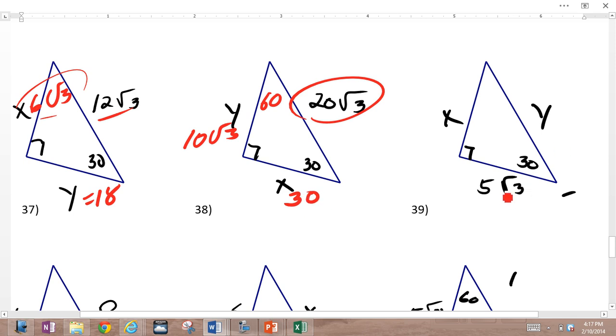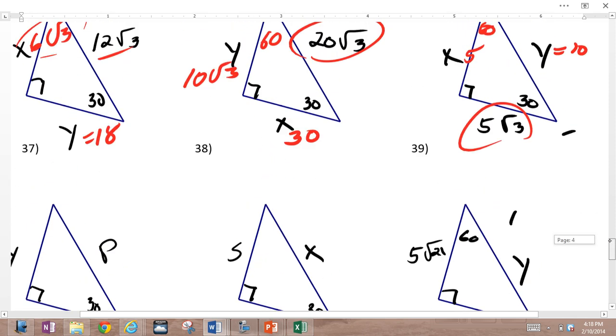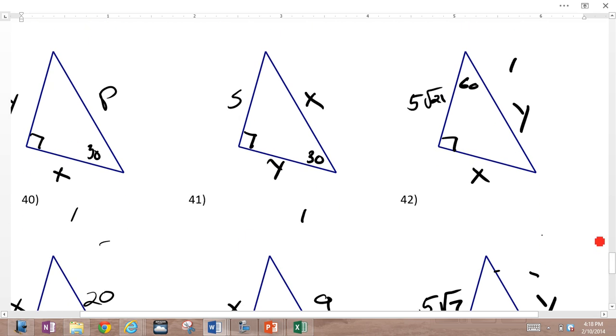Okay, 30, 60, 90. The long side given is 5 root 3, which makes this 5 and this 10. Because remember, the long side opposite the 60 is always root 3 times greater than the short side. Okay, here's a generalized one. Here's p, so this is p over 2, and this is p over 2 radical 3. That's the only thing we can do with that. Okay, I believe I wanted this to be a 5. So that's 5, that's 10, and this is 5 root 3.